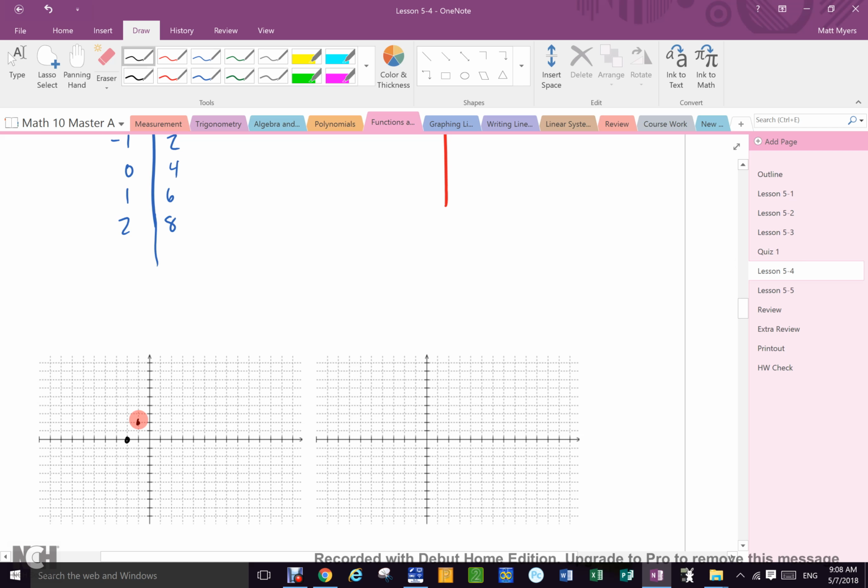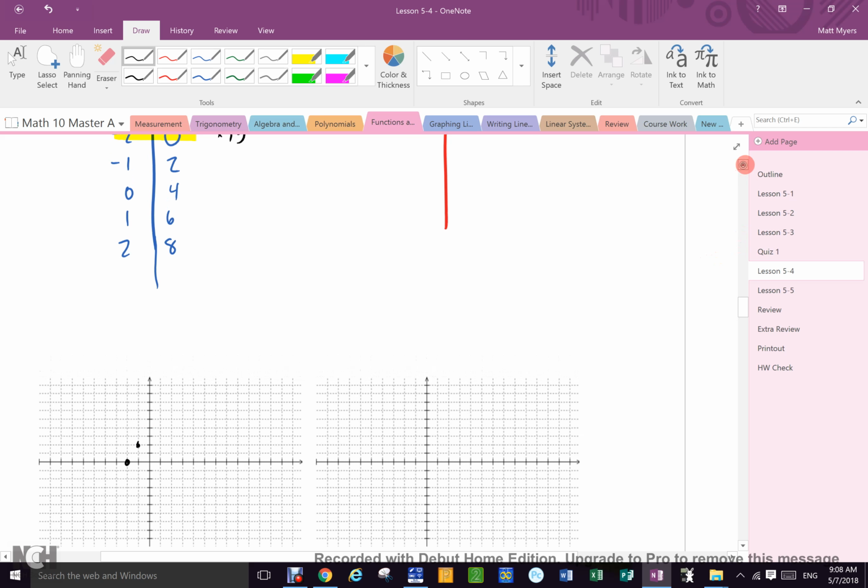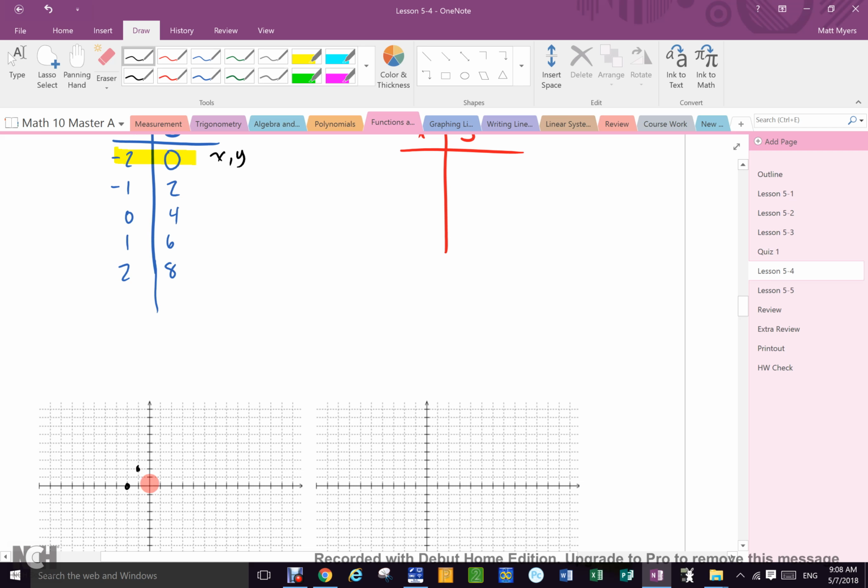-1, 2. What's the next point on the graph? 0, 1, 2, 3, 4. What's the next point on the graph? 1, 6. What's the next point on the graph? 2, 8. Do I connect the dots? Yes. Of course I do. Why?